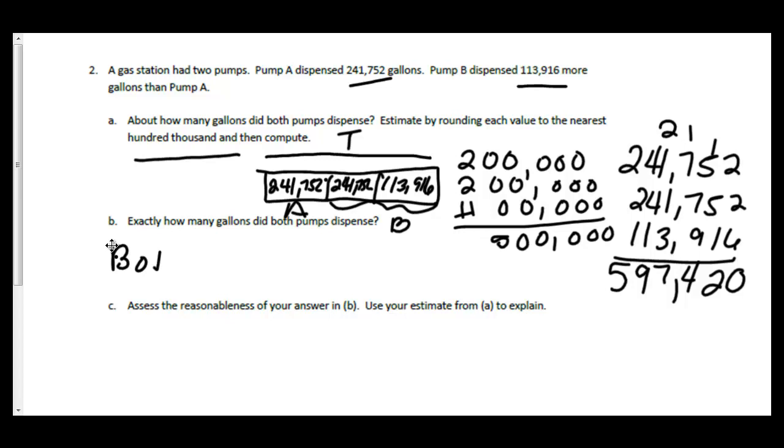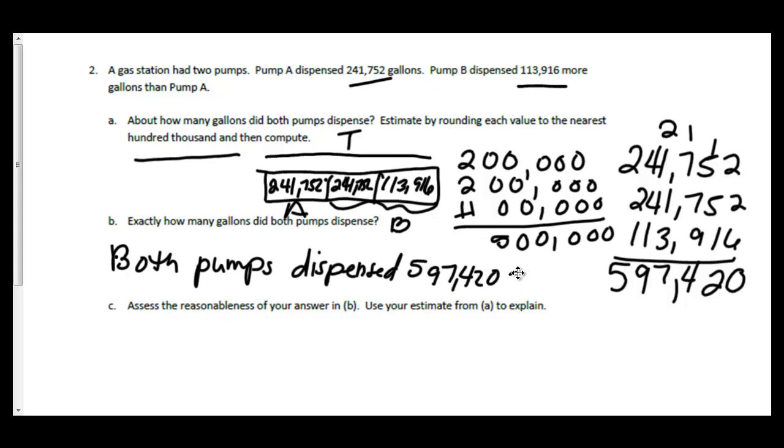So both pumps dispensed 597,420 gallons.